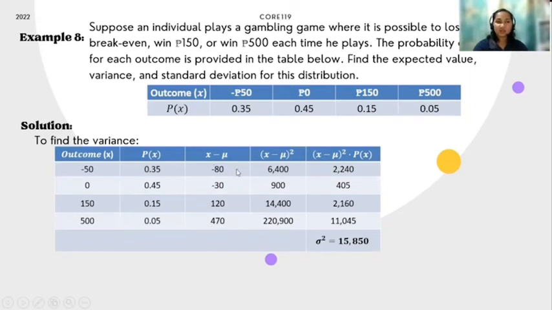So, square of negative 80, that's 6,400. Square of negative 30, we have 900. Square of 120, that's 14,400. And then square of 470, that's 220,900. After which, i-multiply mo lang yung nasa fourth column and nasa second column.